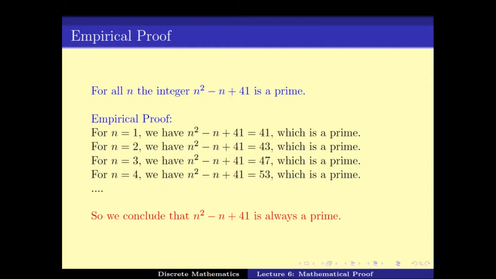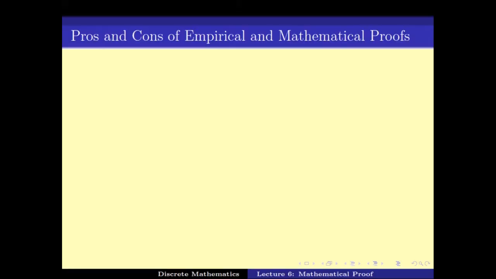So, for the case of empirical proofs, it has, of course, some advantages and some disadvantages. So let's see what are the advantages and disadvantages. For the empirical proofs, the first advantage is of course the fact that it is easy to give a proof. It is easy to check if a statement is correct or not on a finite number of instances.